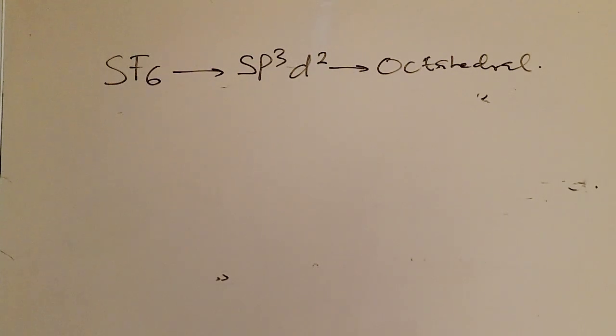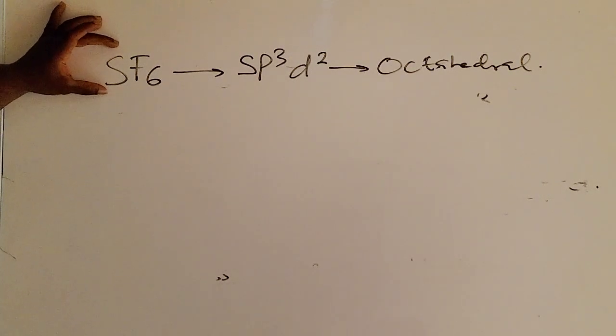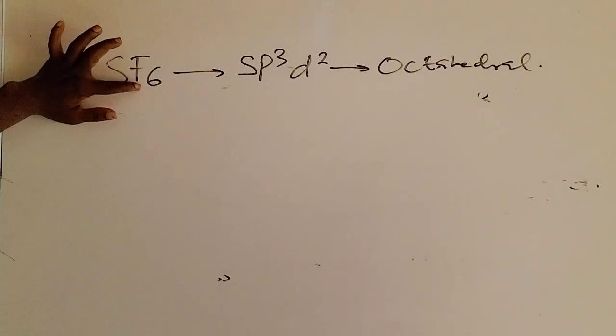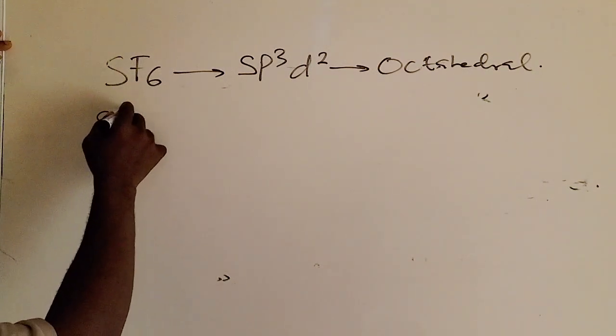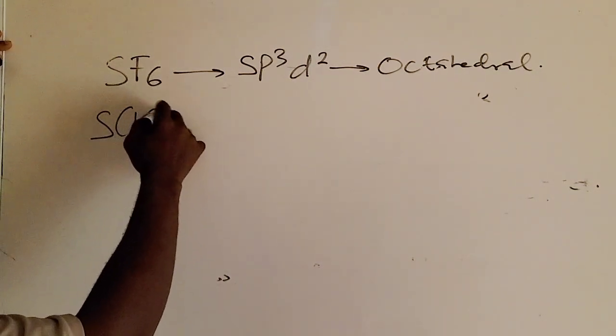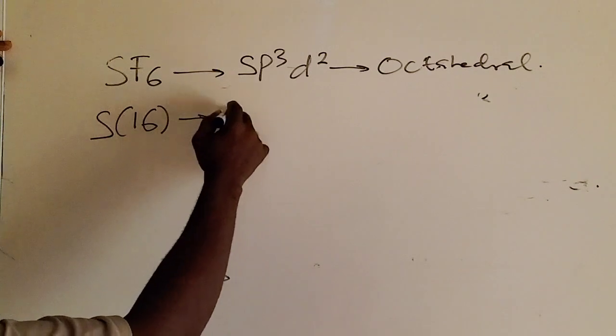So the next example we have on the whiteboard is an octahedral molecule. Octahedral because it conforms to the formula AB6 that we used initially in this video, whereby the central atom has no lone pair, bonded to 6 atoms. So octahedral molecules have sp3d2 hybridization. So let's write the electronic configuration of sulfur with 16 electrons.